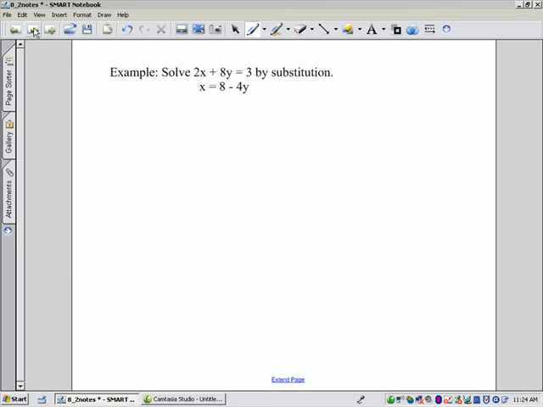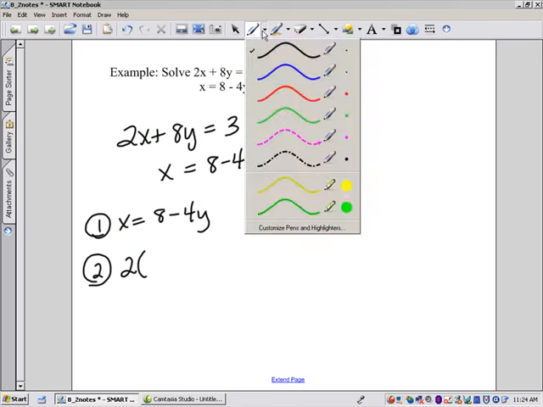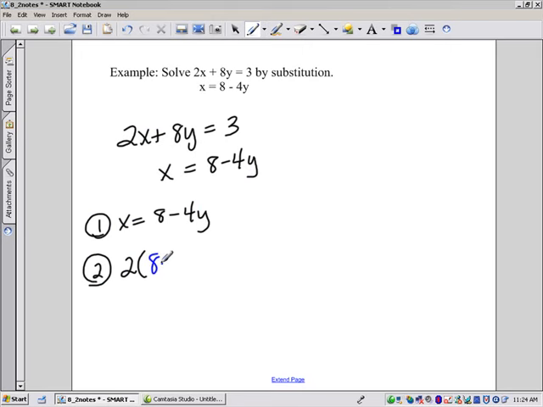Now, here's another one to solve: 2x plus 8y equals 3 and x is equal to 8 minus 4y, to solve that by substitution. So again, the first step is already done. One of the equations is solved for one of the variables. So then our next step is to replace, now in the first equation for x, the expression 8 minus 4y.